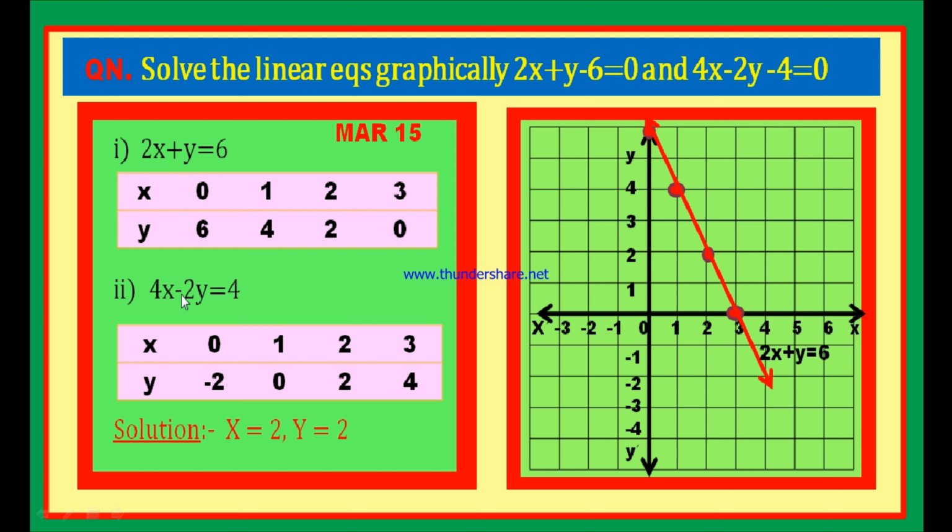Then take x is equal to 2. 4 into 2 is 8. Plus 8 on the other side, minus 8. 4 minus 8 is minus 4. Minus 2y is minus 4 and y is equal to minus 4 by minus 2. That is 2 by 2.